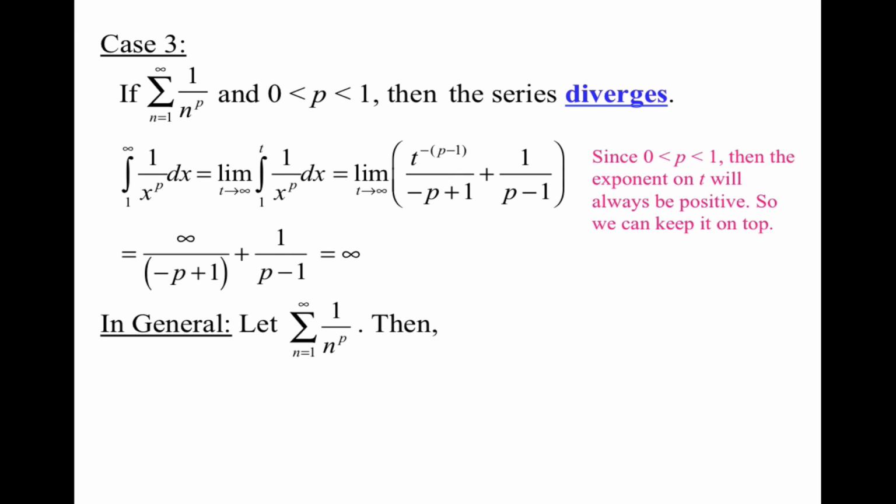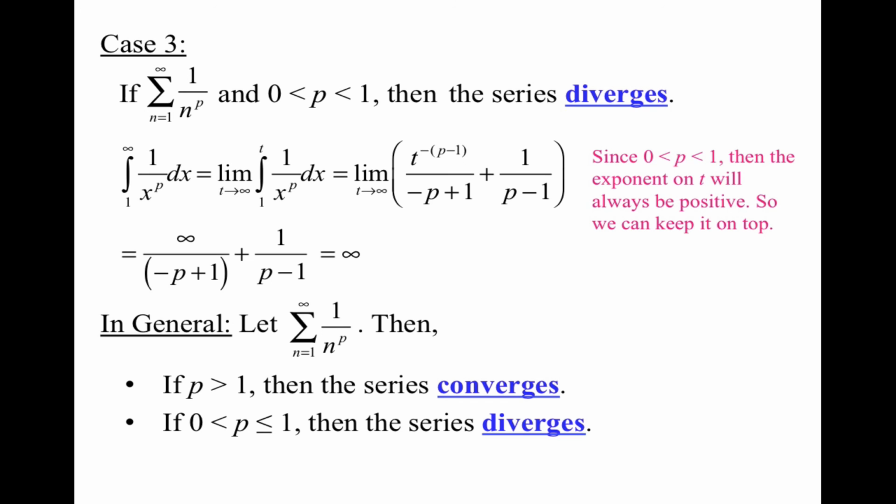So in the general case of any p-series, you have if p is greater than 1, then the series will converge. If p is less than or equal to 1, including 1, because then it will be a harmonic series, then the series diverges.